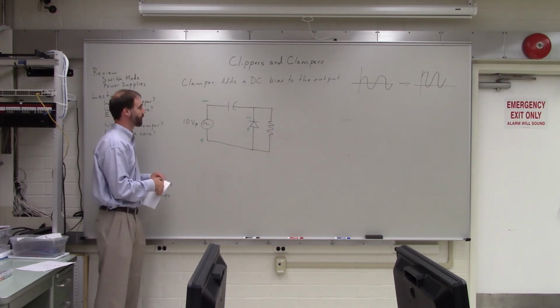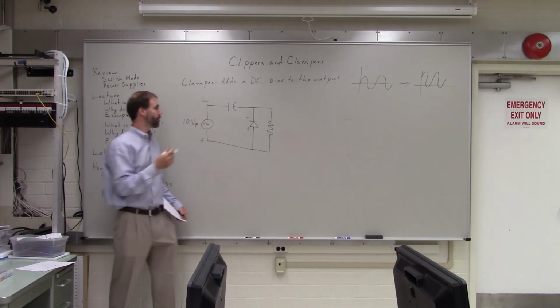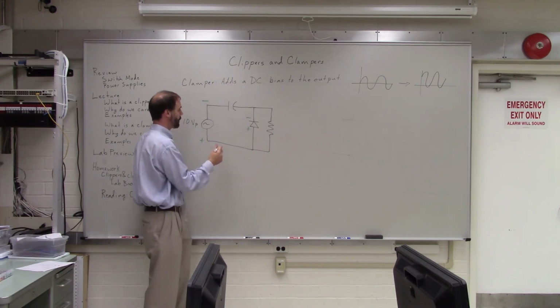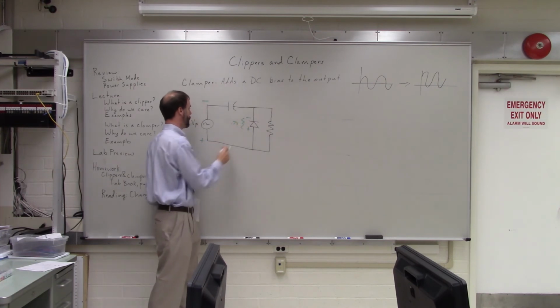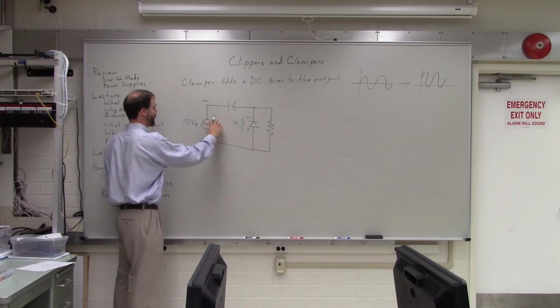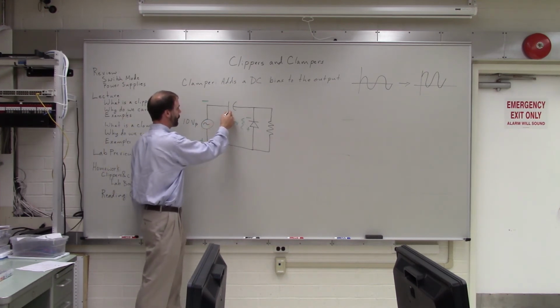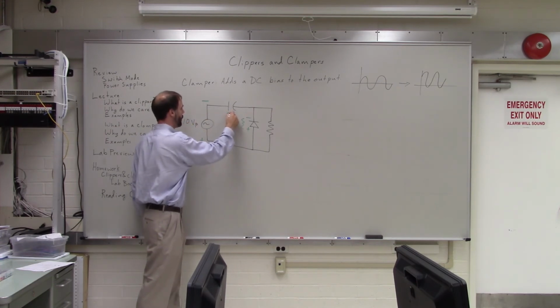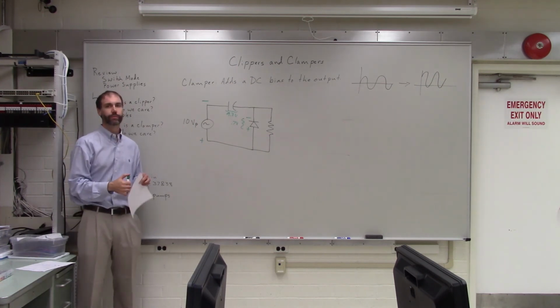Is this diode forward biased or reverse biased? Reverse. Yeah, it's forward biased in this case because the positive is there. So how much voltage do we have across it? 0.7 volts. So we started with 10 volts, we have 0.7 volts there. So how much voltage do we have across the capacitor? 9.3 volts. Perfect. So this capacitor gets charged up to 9.3 volts.